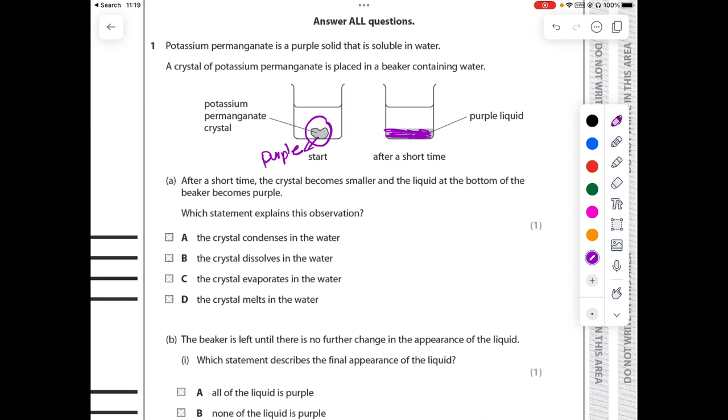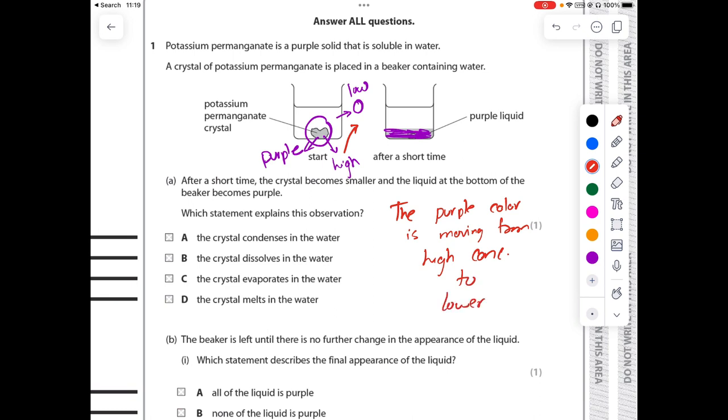Which statement is true? Now, what is happening is, over here in the beginning, the purple color is over here, high concentration. And in the water, literally zero concentration, which means low concentration. So what is happening over there? The purple color is moving from high concentration to lower concentration. We can say that the purple color is moving from higher concentration to lower concentration.